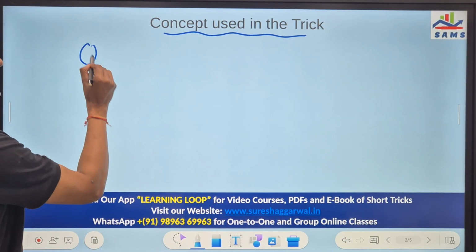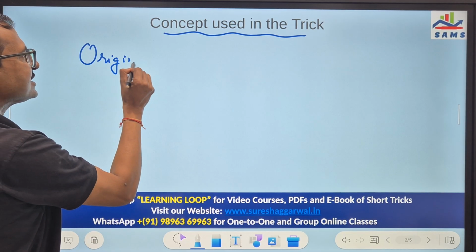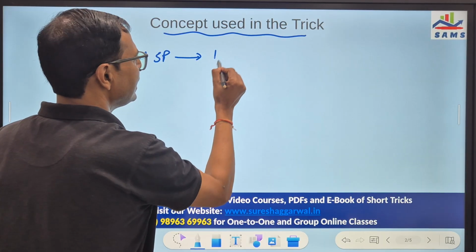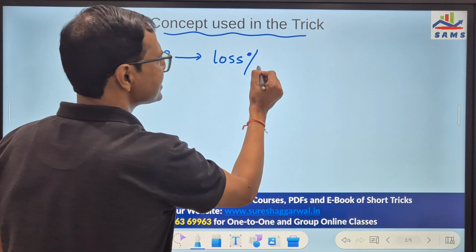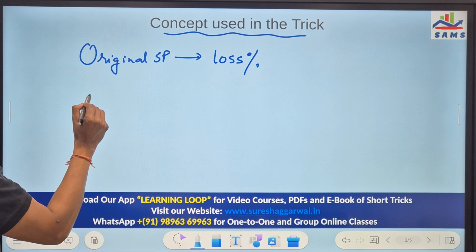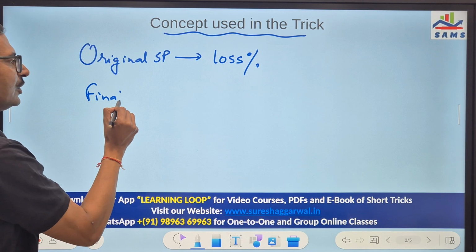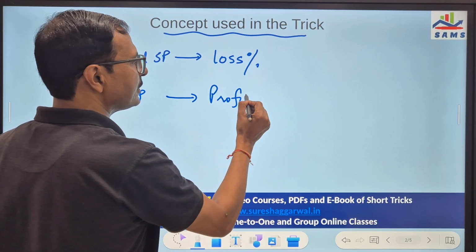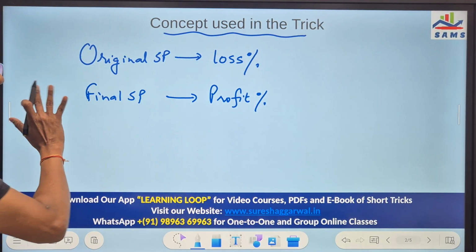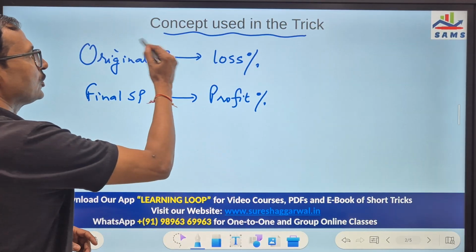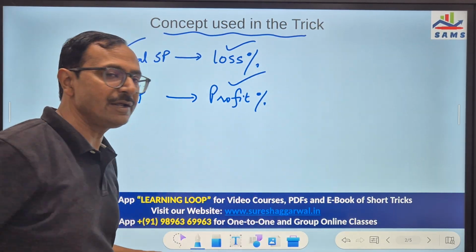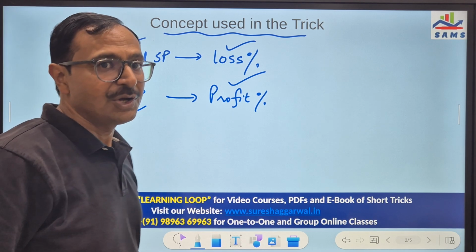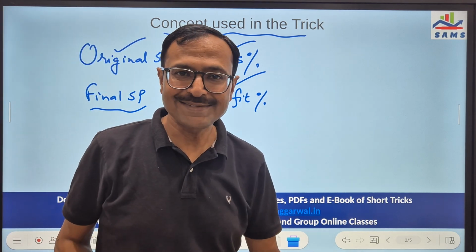So there is an original SP which is given in the question, and this original SP is giving us a particular loss percent. Now we need to find the final SP, right? And we want to get a particular profit percent. Now this is the statement. What are we given? The original SP, the loss percent, and the required profit percent. We want to find the final selling price. Do you know this can be done so very easily?